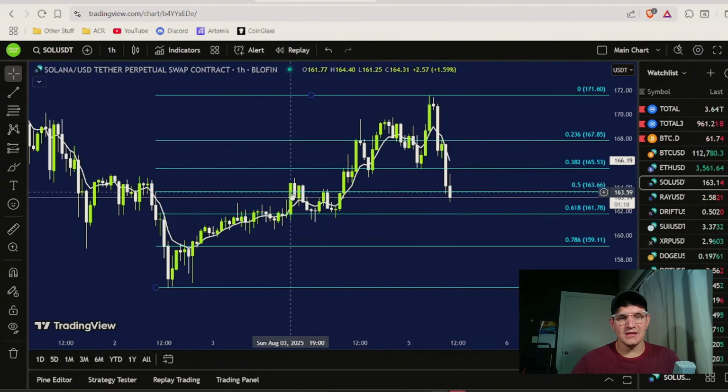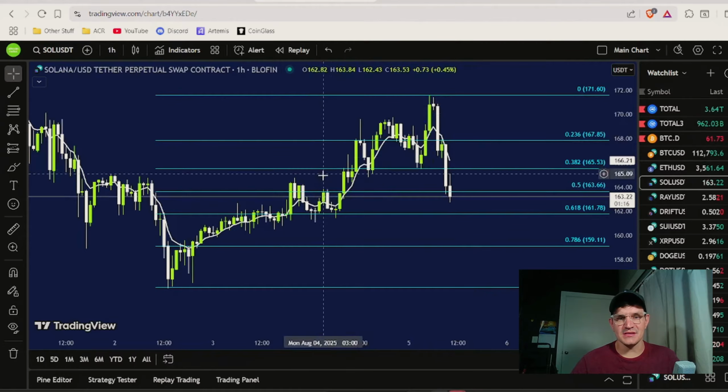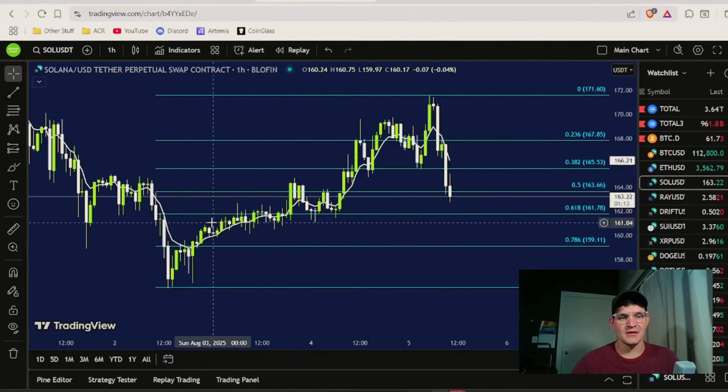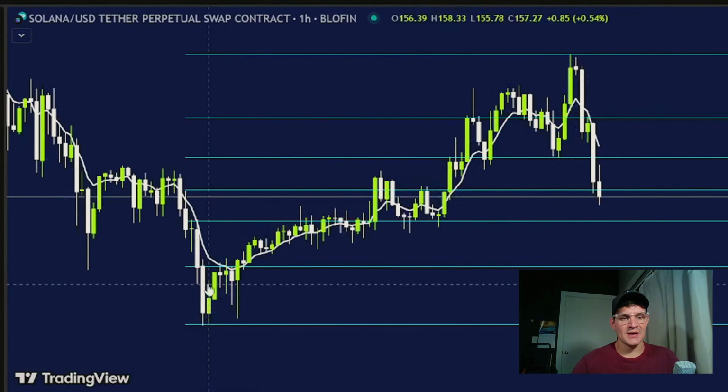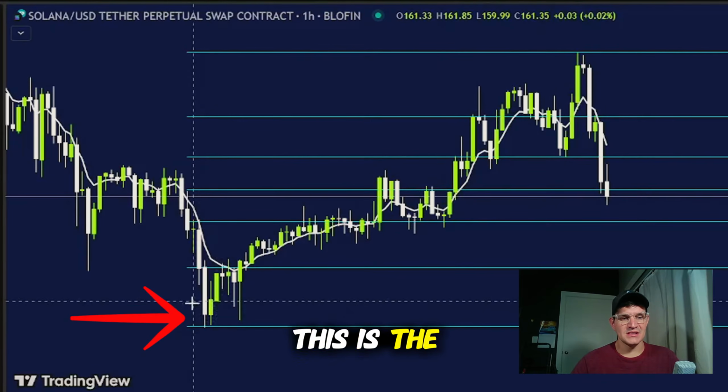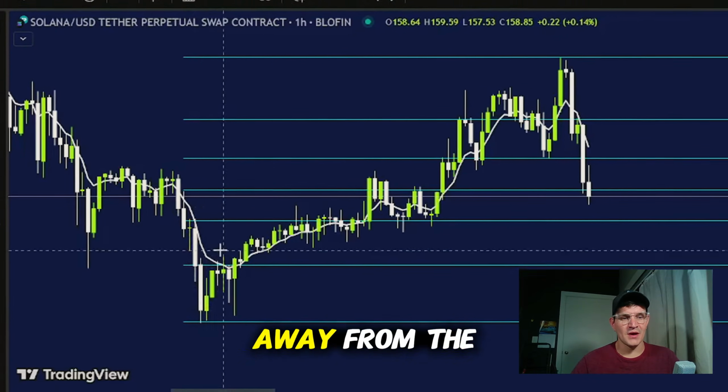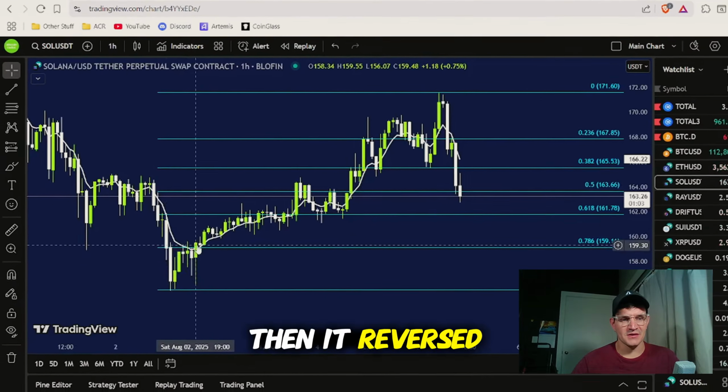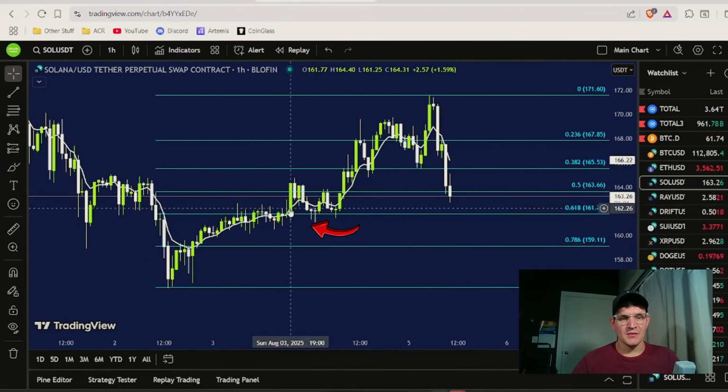As you can clearly see right here, I can see 4 of them, clear as day. Here on this very big downslope that we had, this is the deviation. It deviated far away from the moving average, and then it reversed. And then here we are again. Price action went up, it deviated far away from the moving average, and it started to come back down again to retest this Fibonacci level.